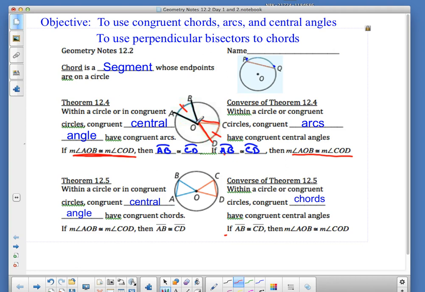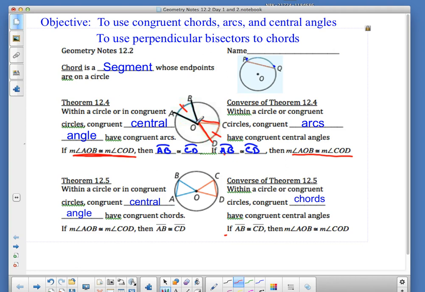Not all the time. Arc AD and BC are not always congruent. They would be if those first ones are made by diameters. Okay, but I can't say that all the time. I will not say that, because you've got to look at the situation and determine what is making the central angle, what is making those other arcs.